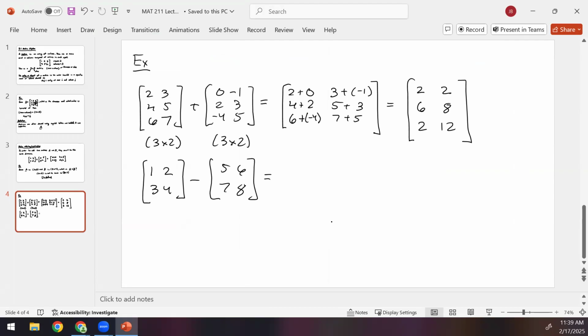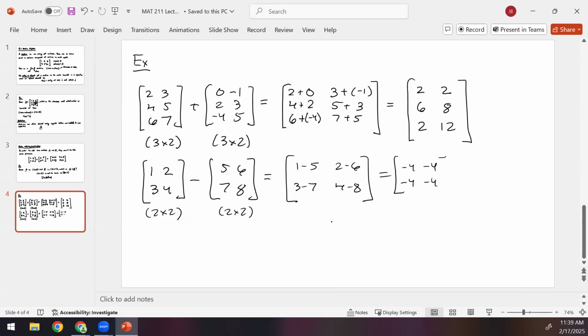So if you want to subtract two matrices, again, you check the size. And so it'd be 1 minus 5, 2 minus 6, 3 minus 7, and then 4 minus 8. And we get -4, -4, -4, -4. Okay. And that's how you subtract matrices.